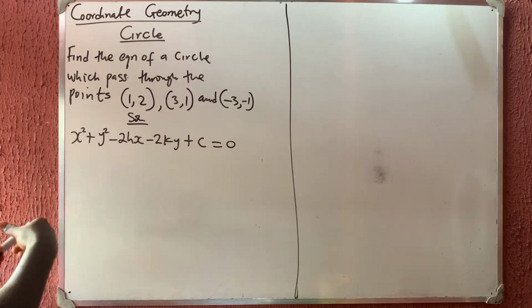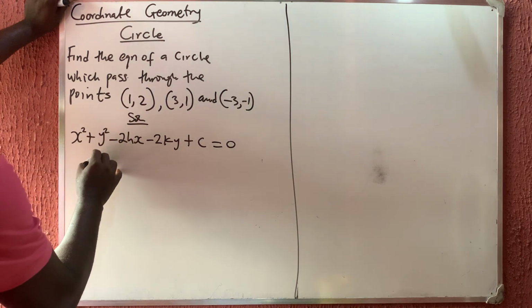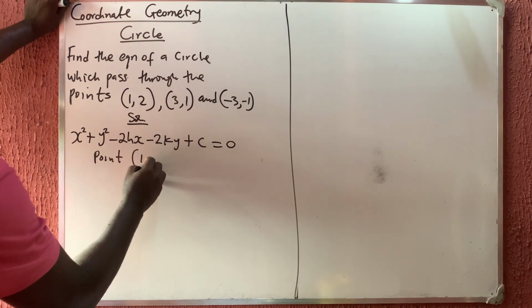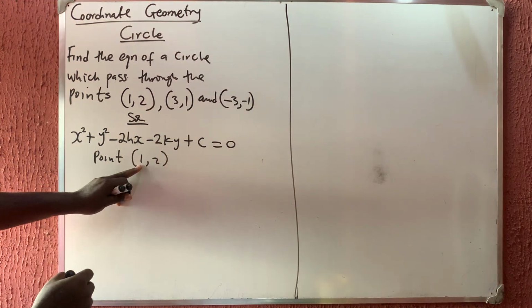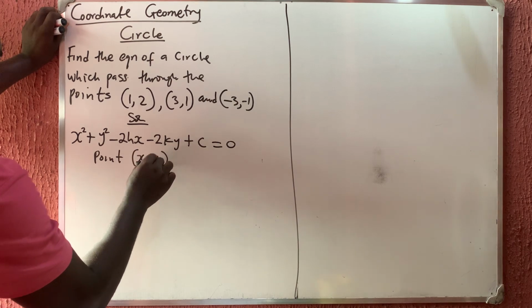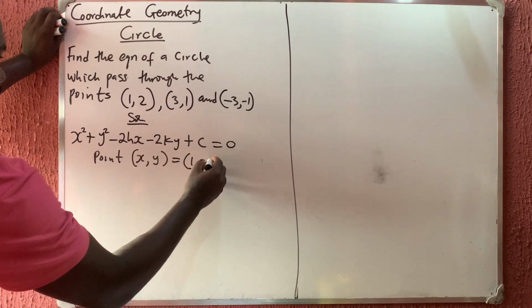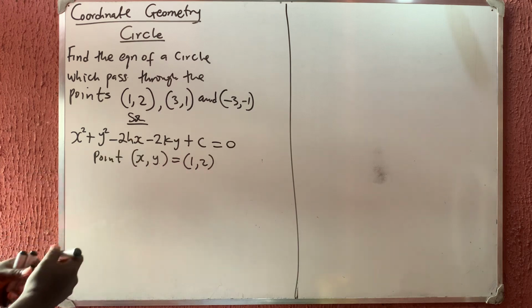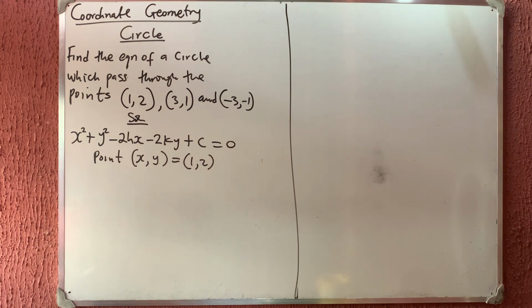Now, from here, they gave us the first point. From the first point, which is 1, 2, it means that x is equal to 1. The first point, let me say, point x, y, which they gave me as 1, 2. So anywhere I see x, I'll put 1. And anywhere I see y, I'll put 2. All right? So let's go.